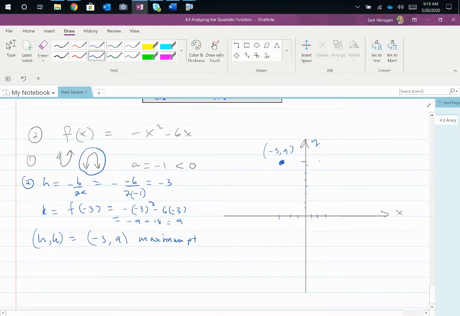And this is 9. This is -3. So we can go ahead and write our axis of symmetry. X is equal to -3. And we can also draw it in, yeah? -3, that's our axis of symmetry. Okay, at -3. X is equal to -3.